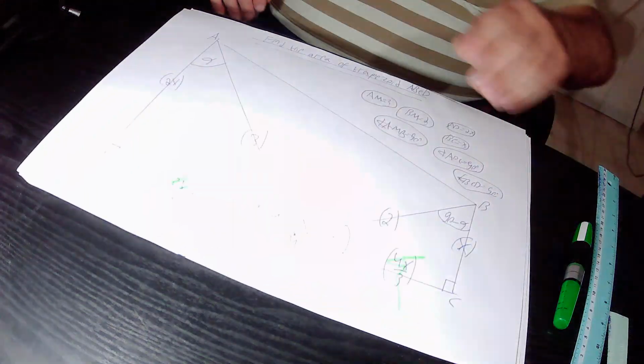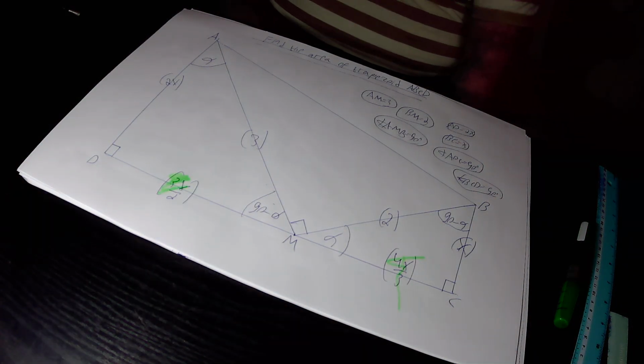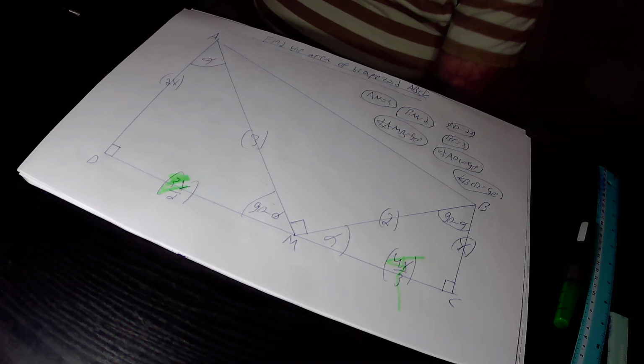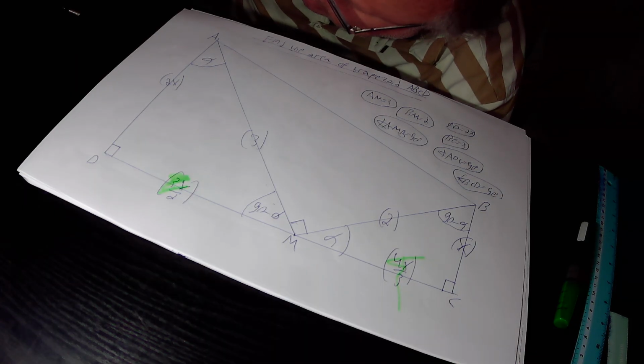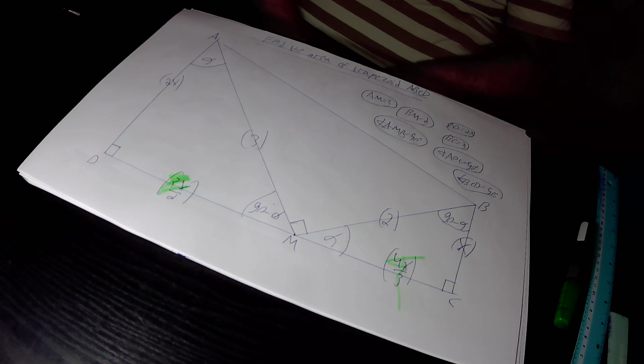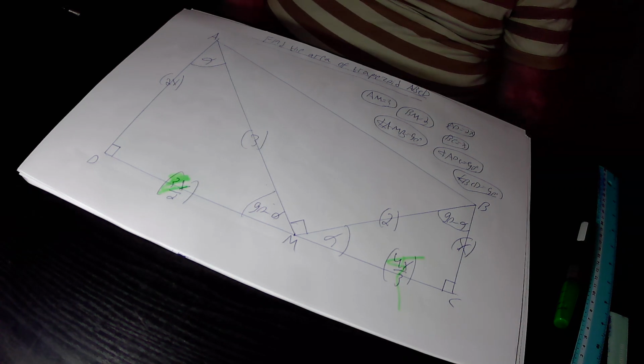In the second question, our mission is to find out the area of another trapezoid with the same name ABCD, but it is totally another trapezoid.